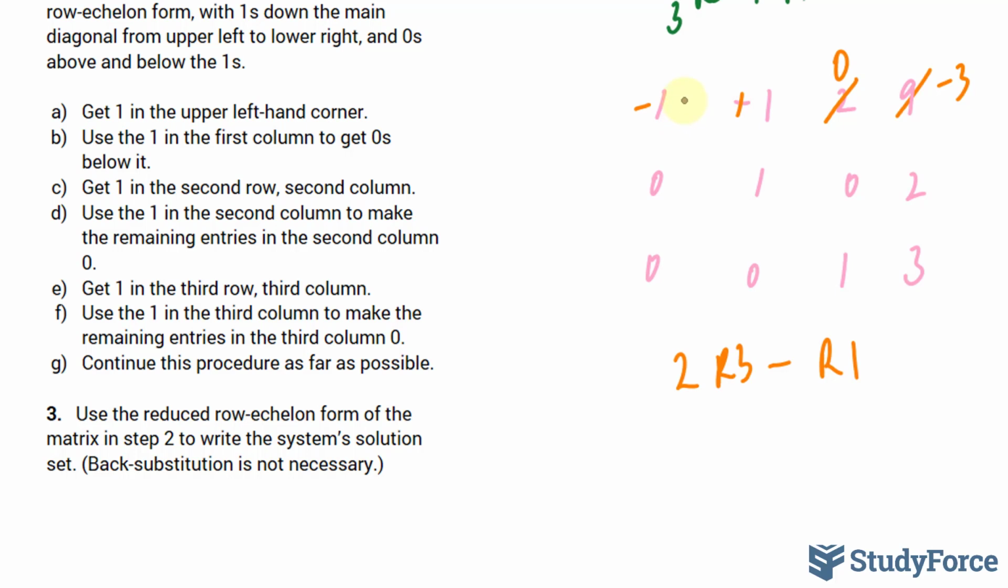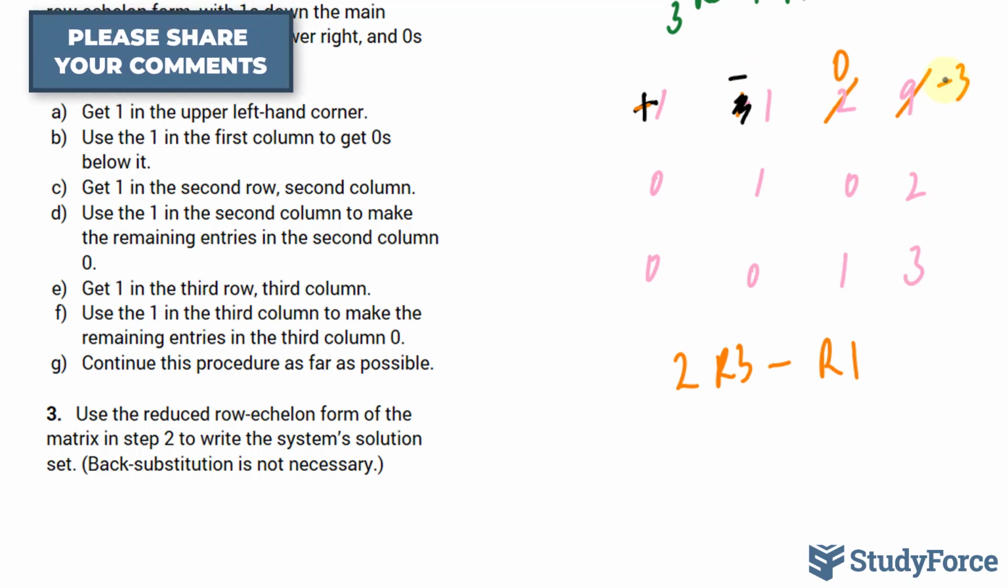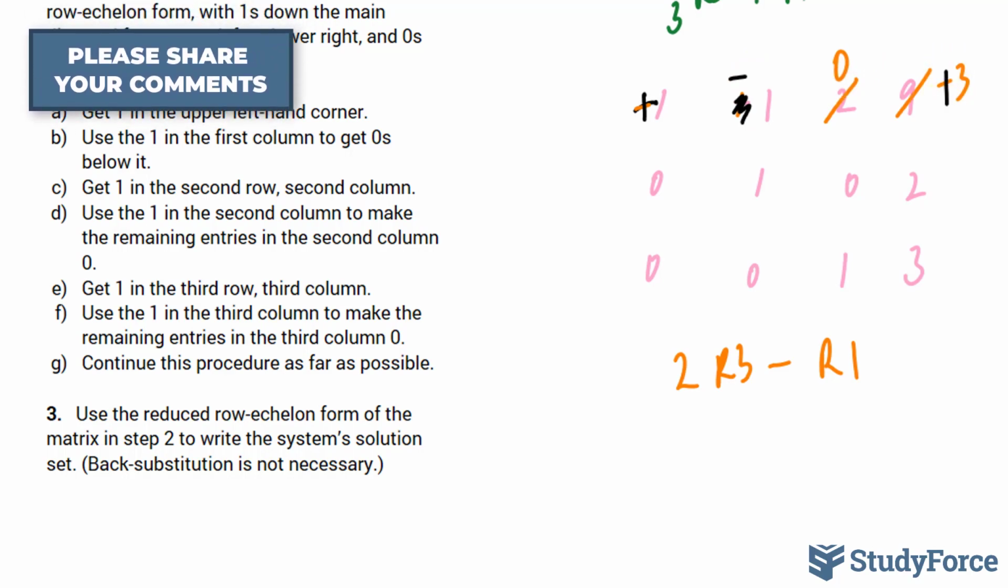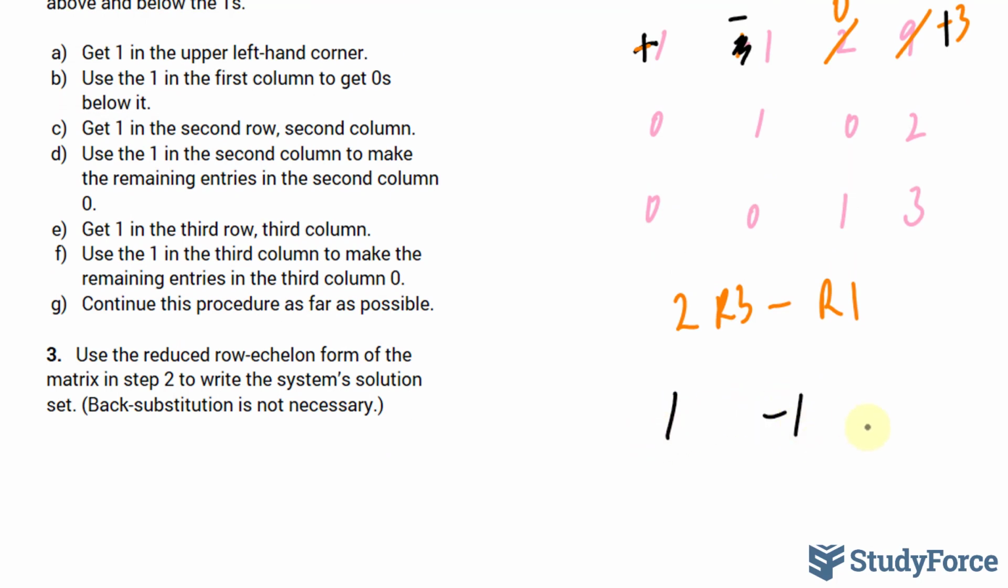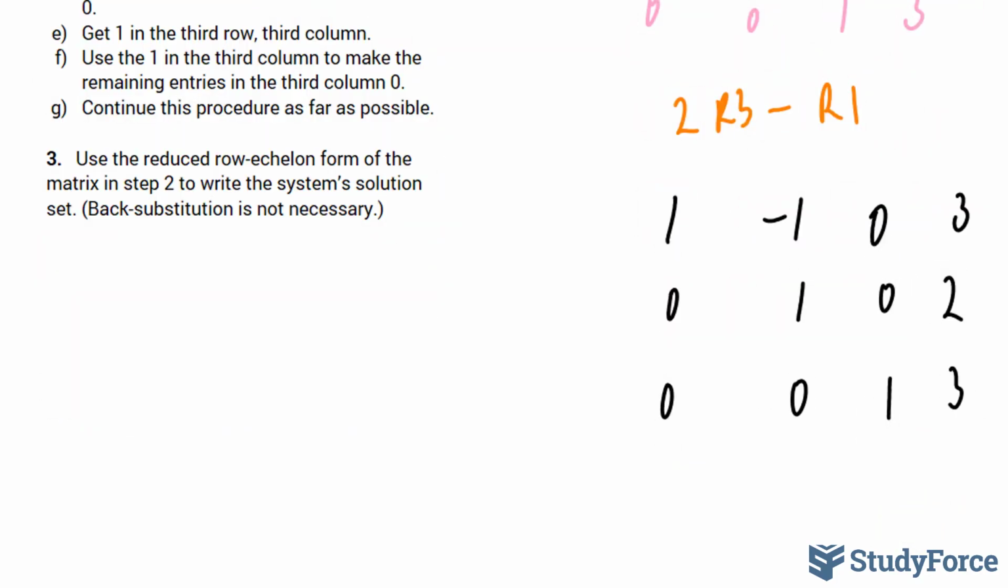And as I mentioned, we don't want this to be negative 1, so I'll multiply all of row 1 by a factor of negative 1. And if I do that, this becomes positive 1, which is what we want. This becomes negative 1. That remains as 0, and this becomes positive 3. So our new matrix should be 1, negative 1, 0, and positive 3, and the other two remain the way they are. Our last step is to get rid of this negative 1.